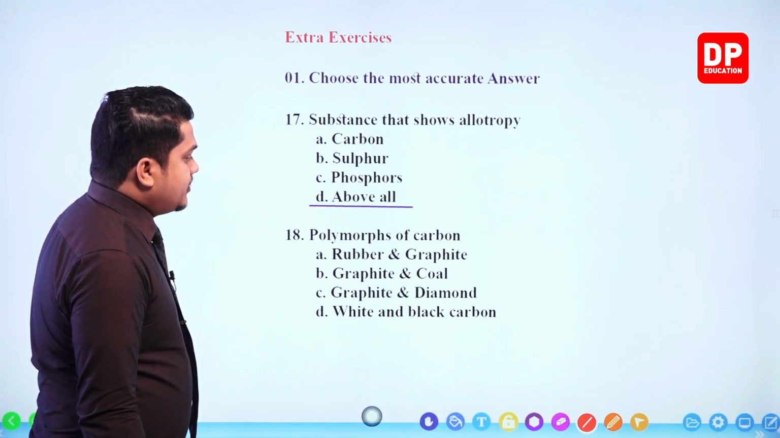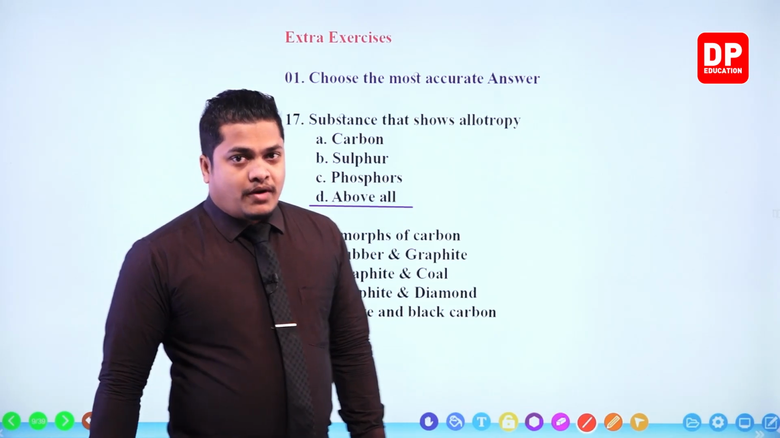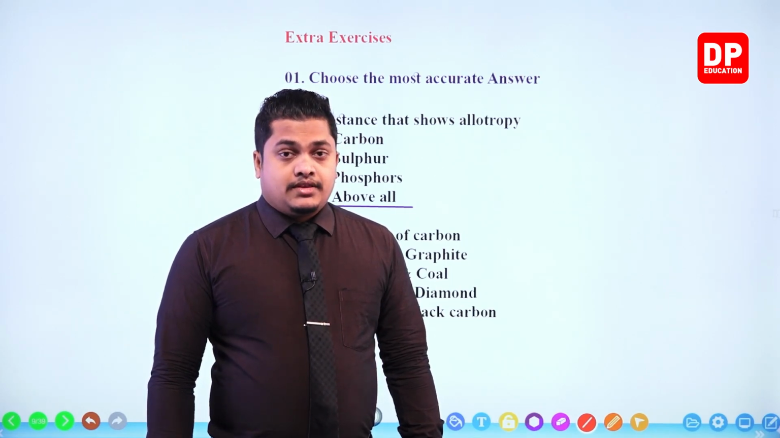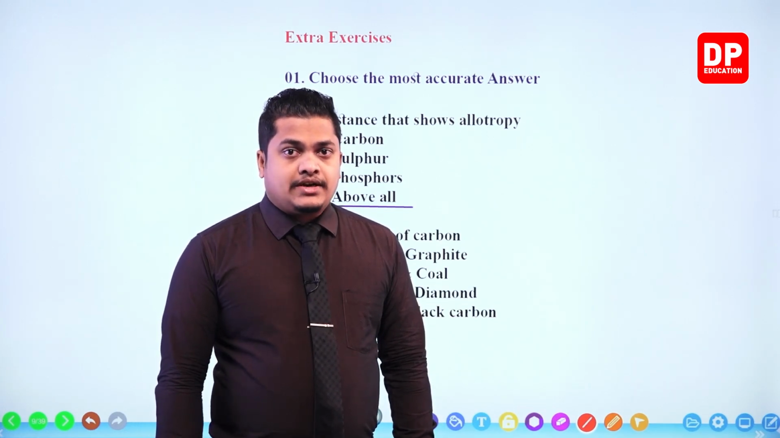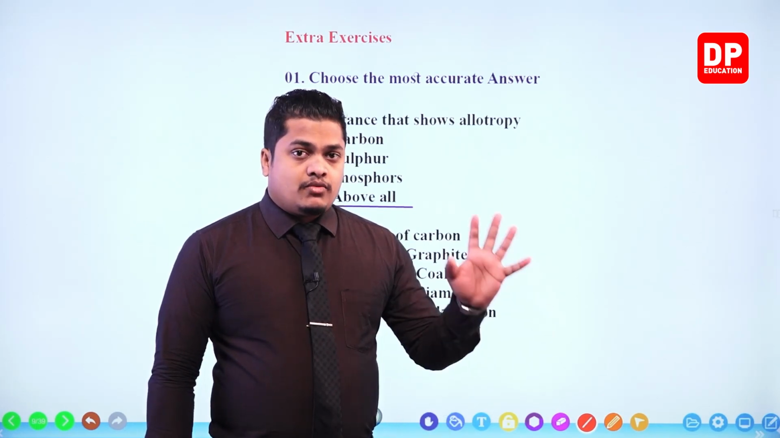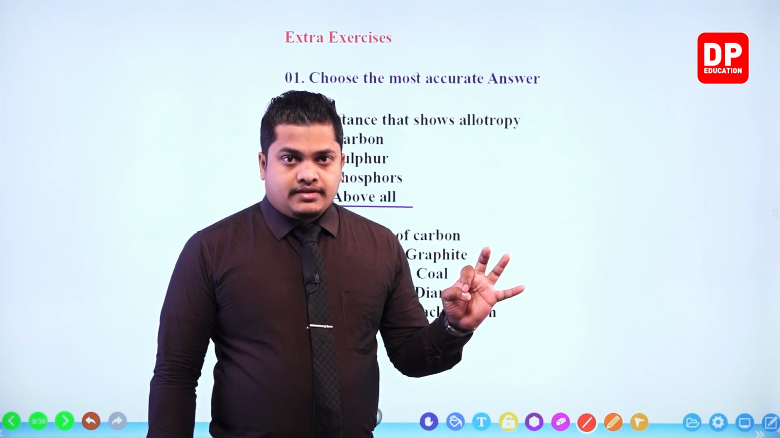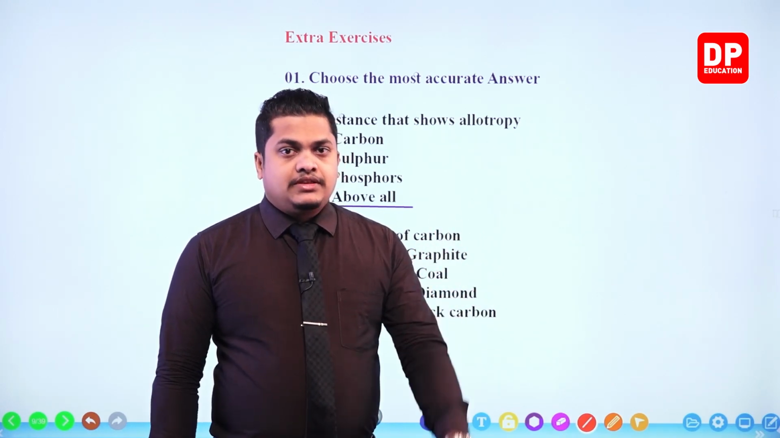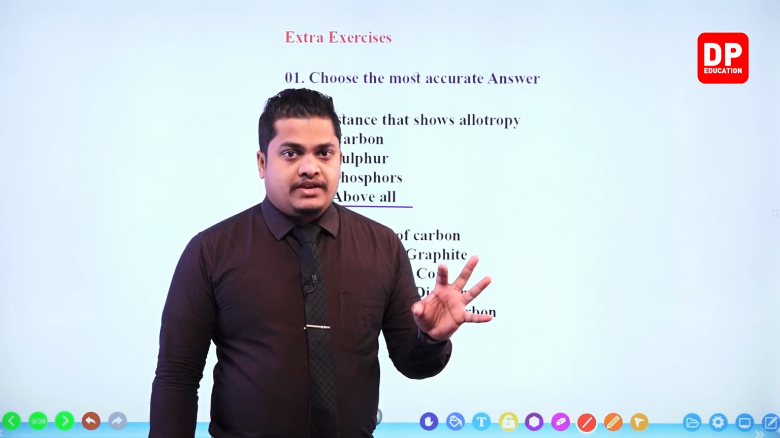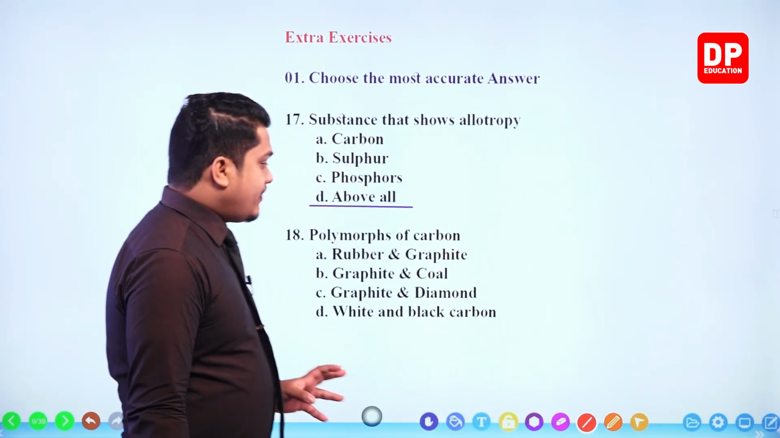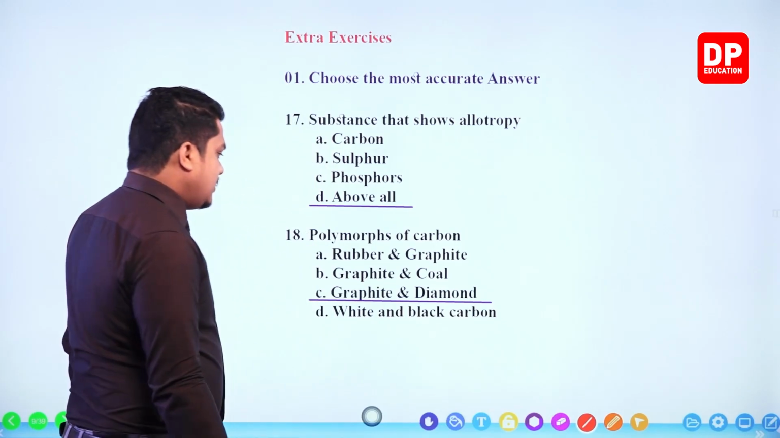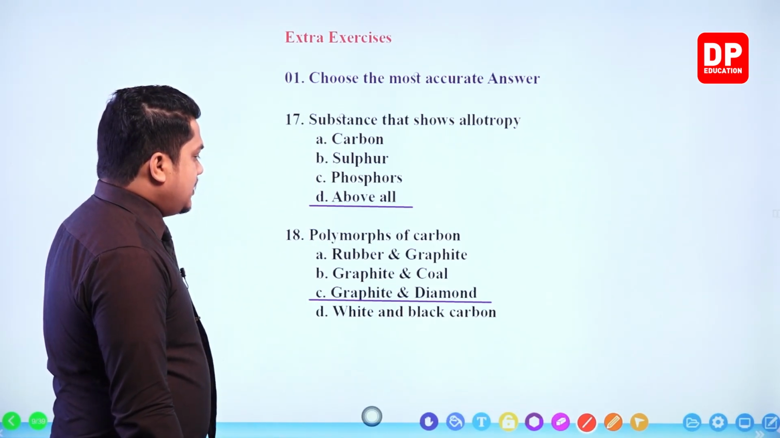Next one, polymorphs of carbon. So it's very simple, my dear children. There are several polymorphs of carbon like charcoal, coal, graphite, diamond. There are different forms. But the main 2 forms that we are going to study at O-level are diamond and graphite. There are other forms as well, like charcoal and so on, but we are mainly focusing on these 2 main ones. So our answer should be graphite and diamond. So let's go for the answer, graphite and diamond. Yes, in C you can observe it, graphite and diamond. Okay, right.